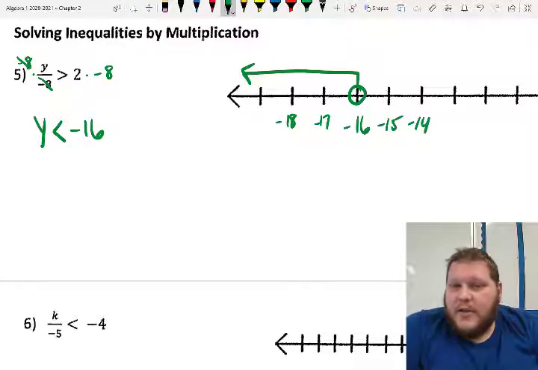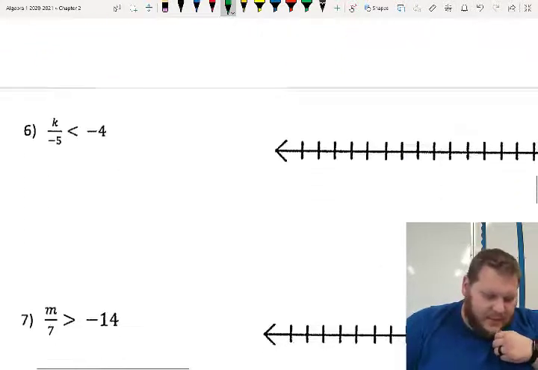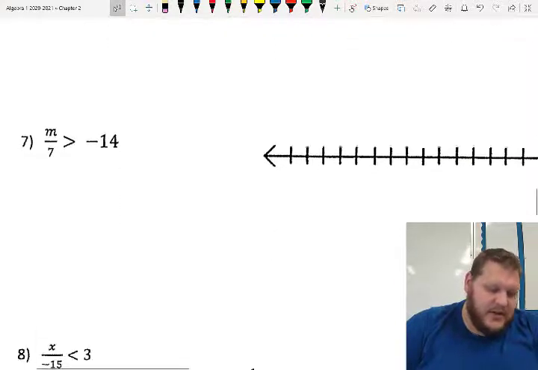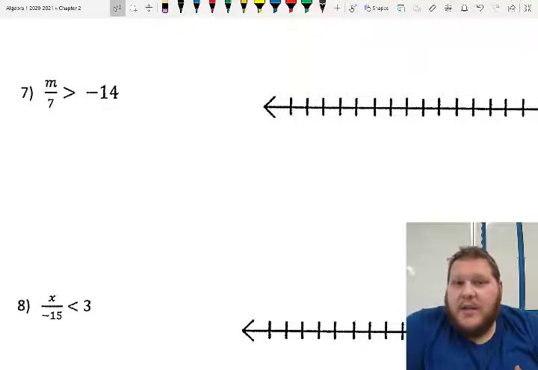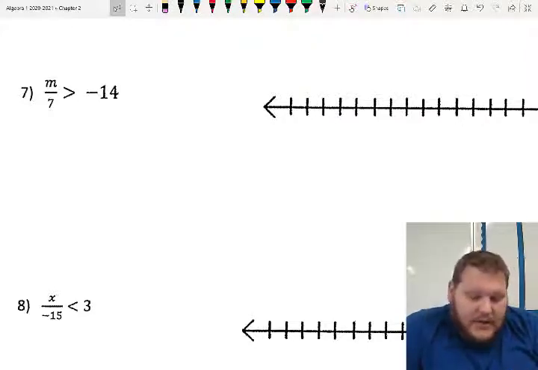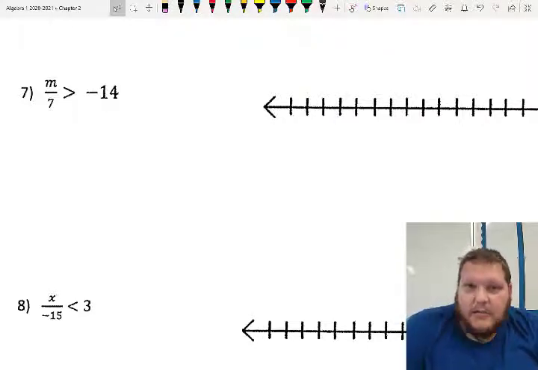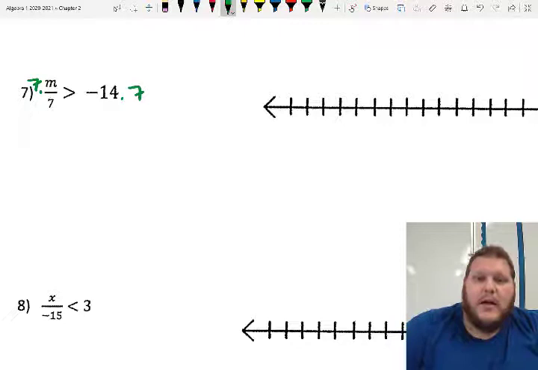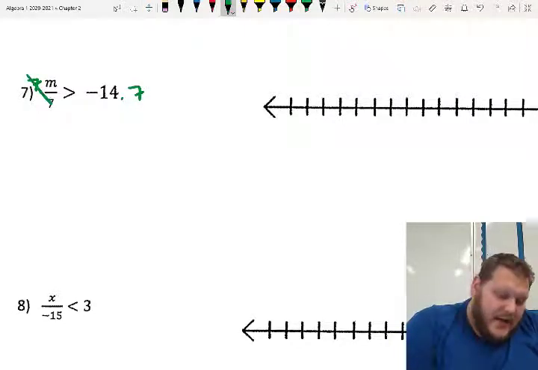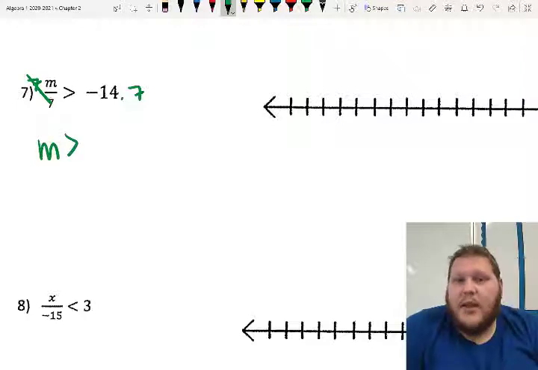Or again, any of those other alternate methods of figuring out which direction to shade. Let's skip. Let's do one of these. Let's do 7. So for number 7, here I'm taking m divided by 7 is greater than -14. So here I have to multiply by 7 on both sides in order to get my variable by itself. So in this case, again, I'm multiplying by a positive number, so my inequality stays the same direction.